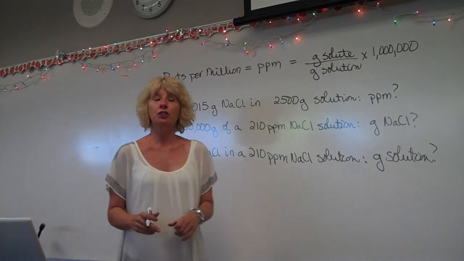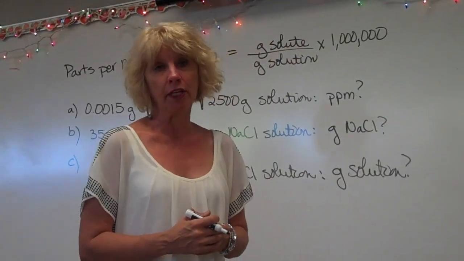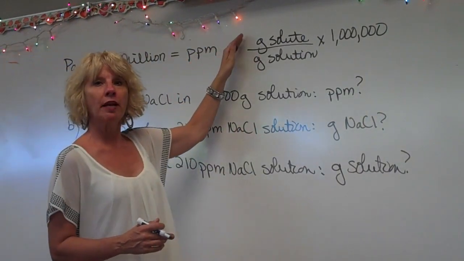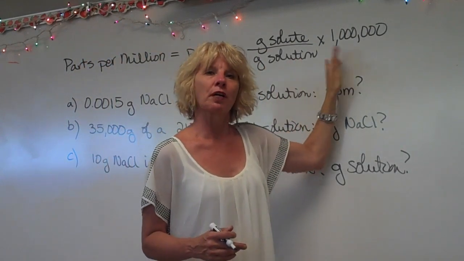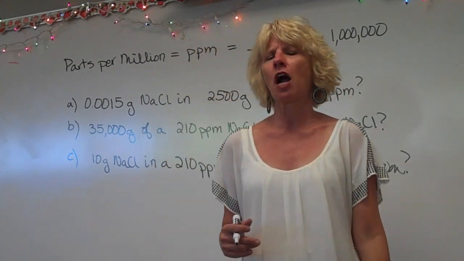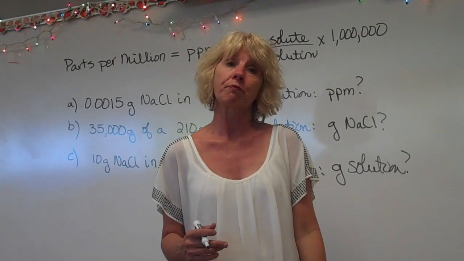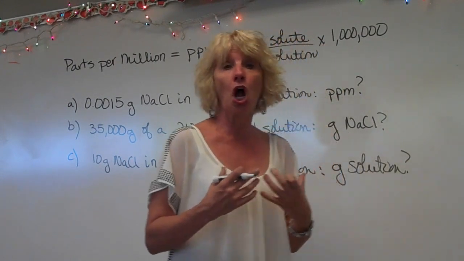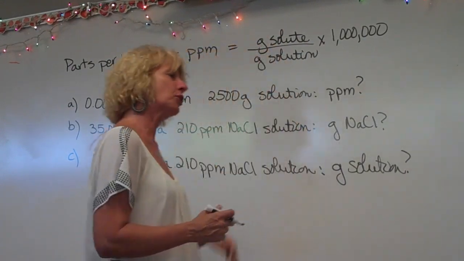The last kind of concentration you have to be able to calculate is called parts per million. Parts per million, ppm, is grams of solute over grams of solution, but this time we're going to multiply it by 1,000,000. Parts per million is a unit of concentration used for extremely dilute solutions. Usually they use that in drinking water supplies to show the concentration of hazardous chemicals that get in there. So let's do our first problem.